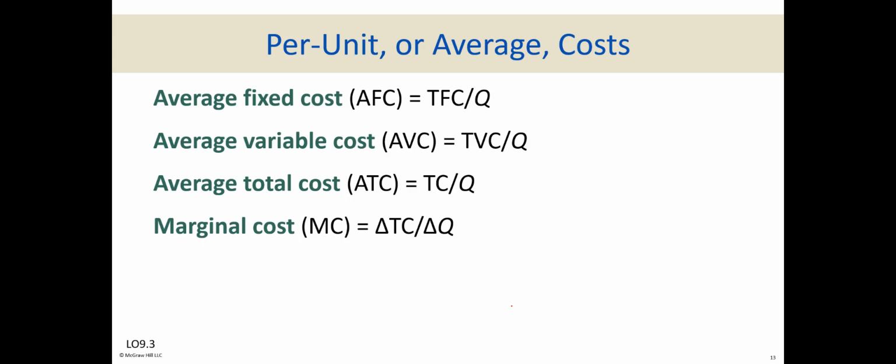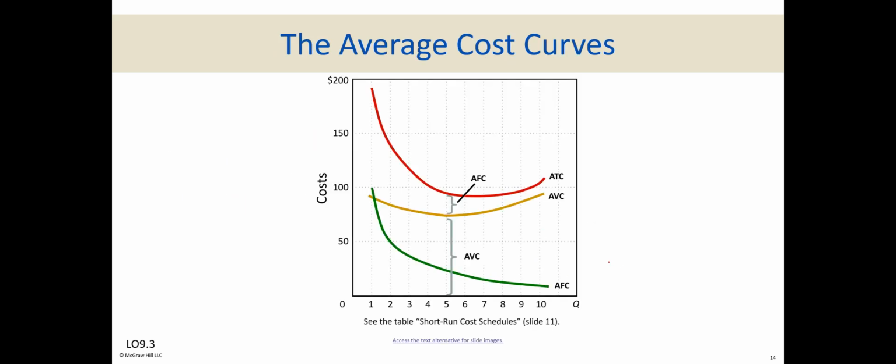So let's first define the per unit or average cost. Average fixed cost is total fixed cost divided by quantity. Average variable cost is total variable cost divided by quantity. Average total cost is total cost divided by quantity. And marginal cost, as you realize here, is the change, the delta sign means change, in total cost divided by change in quantity produced. Now on the screen, you see per unit or average cost.